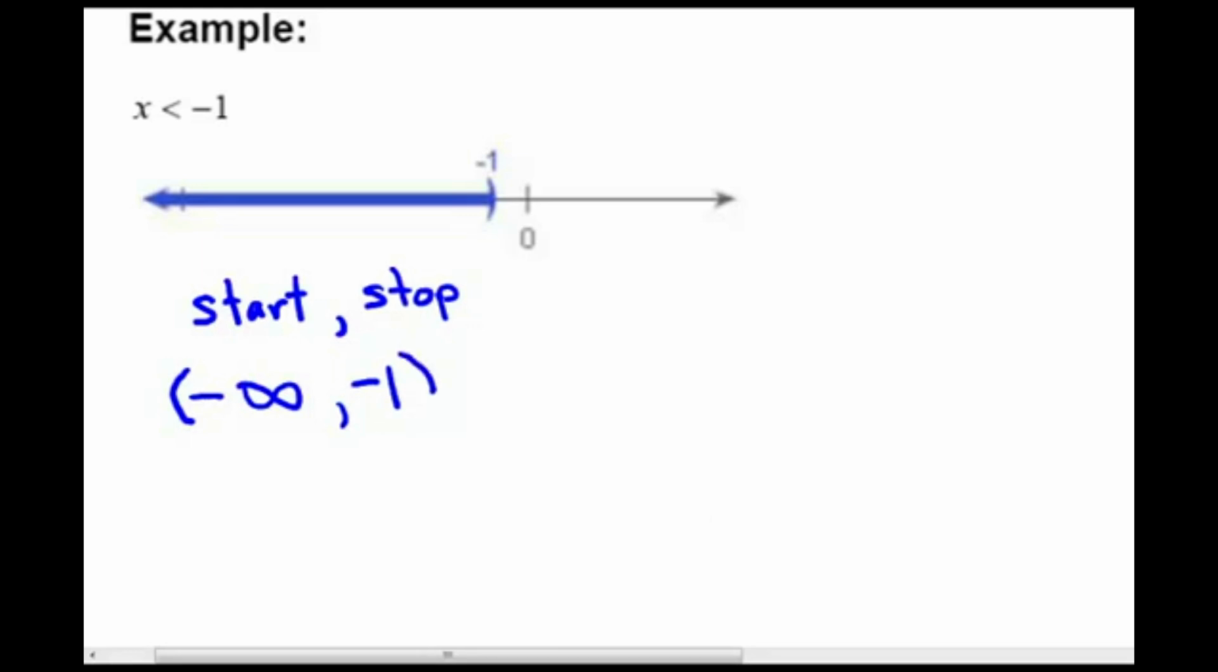So the -1 is actually not included. Because it's coming from the negative, it's going forever in that direction. It is coming from negative infinity. And the infinities will always get parentheses. You're never able to touch it. We're going to continue, and then we stop at -1. That is the rightmost point of the graph.